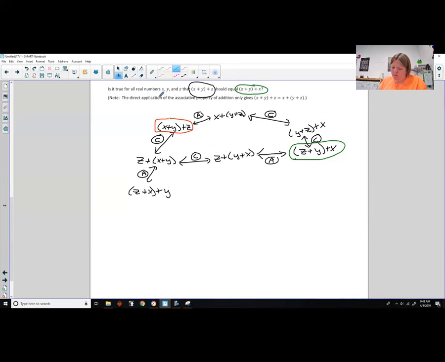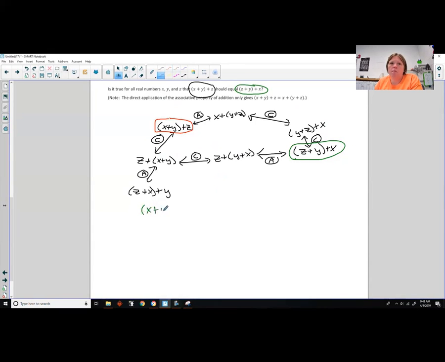And that shows that all of these are equivalent. So is it true? The answer is yes. Now, if we did this as a proof, and I take the original, here's what it would look like.